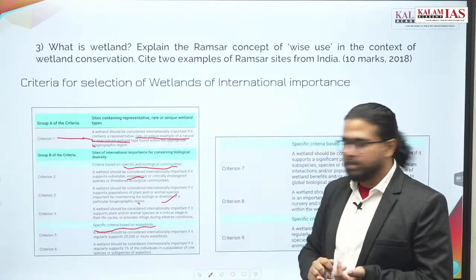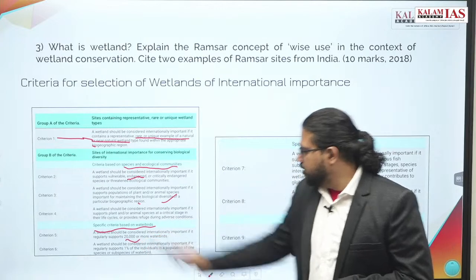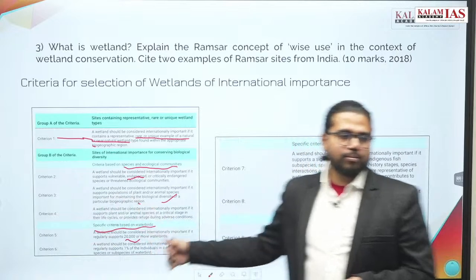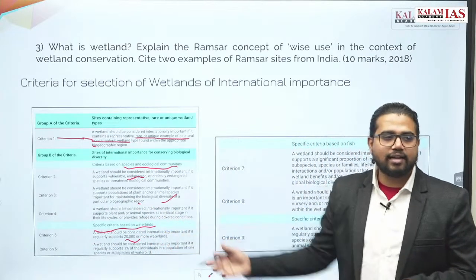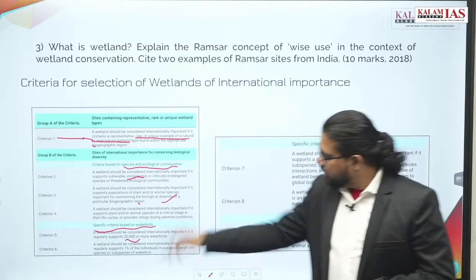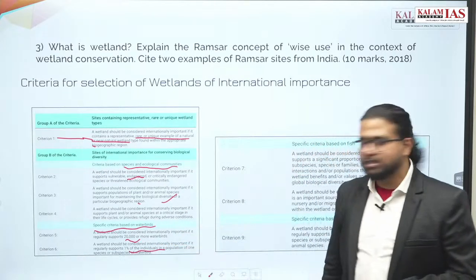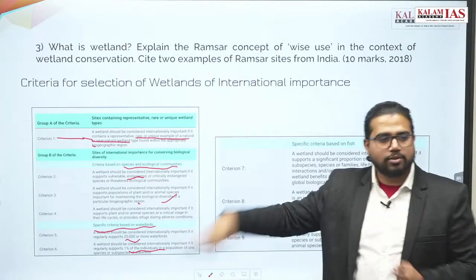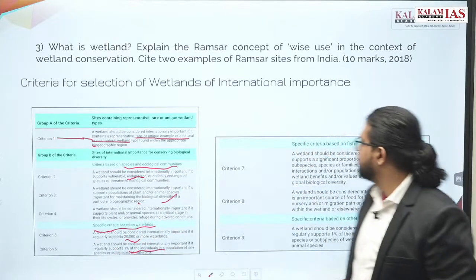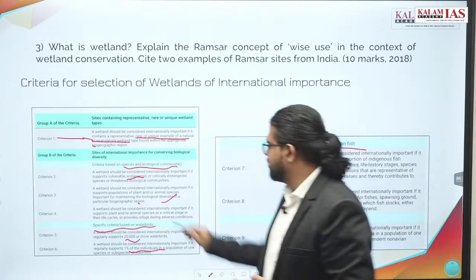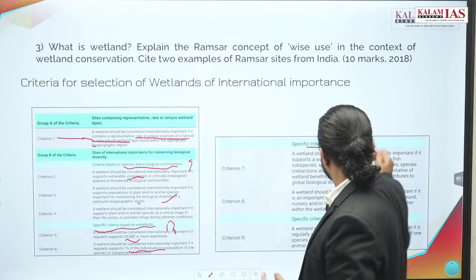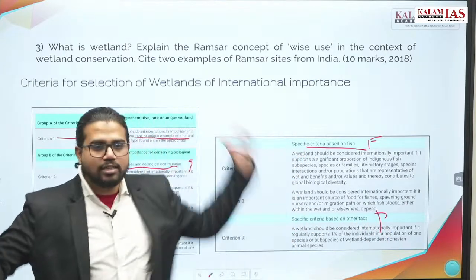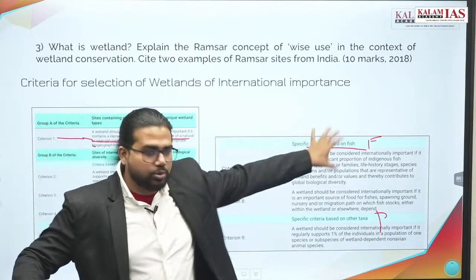What else? Based on water birds. If more than 20,000 birds are visiting that wetland, then you can put that in the list. Otherwise, if 1% of the population of some individual species is being protected in the wetland, or they are dependent on the wetland, then you can add it. Other criteria are based on fish and other taxa like plants. So these are different aspects. Only these you have to remember.